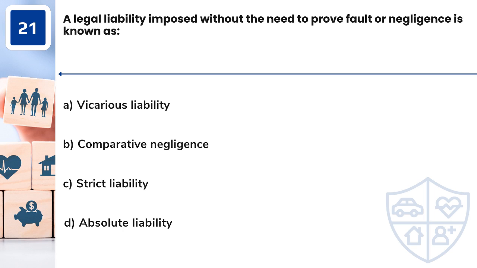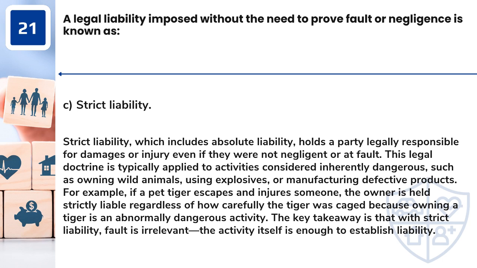Question 21. A legal liability imposed without the need to prove fault or negligence is known as A. Vicarious liability. B. Comparative negligence. C. Strict liability. D. Absolute liability.